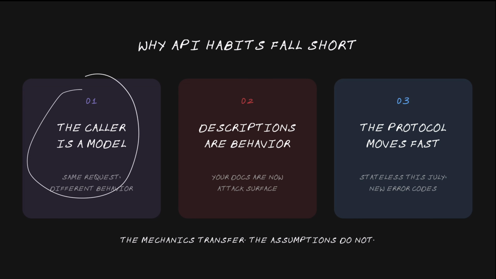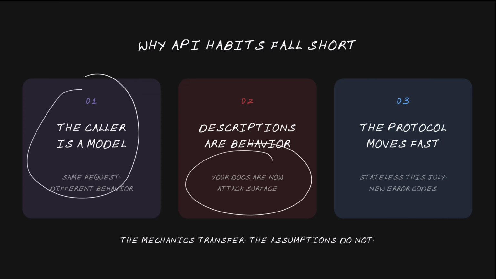In reason 2, the tool descriptions are not documentation anymore. They are the actual behavior. In 2025, a couple of researchers demonstrated how you can add hidden instructions inside a tool's description that the model obediently follows. So basically, your docs are now your attack surface.